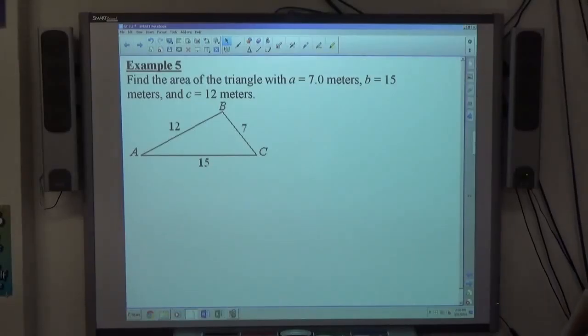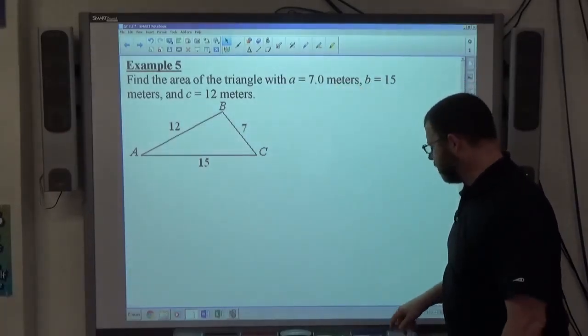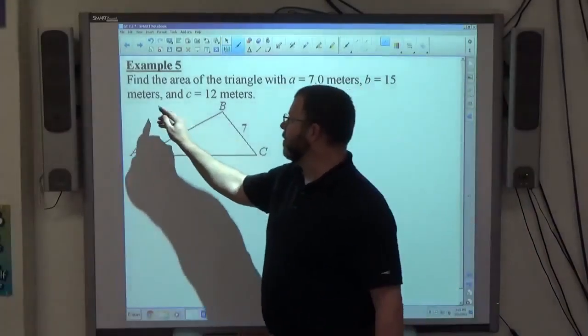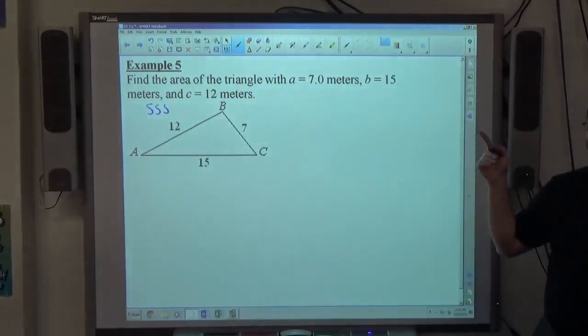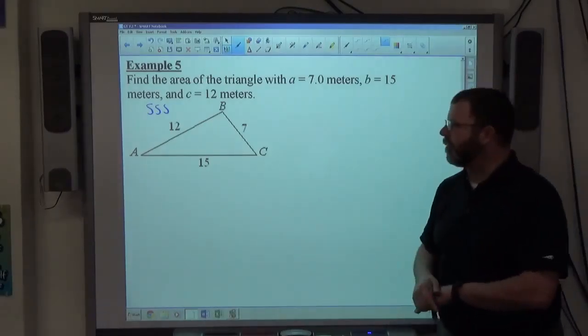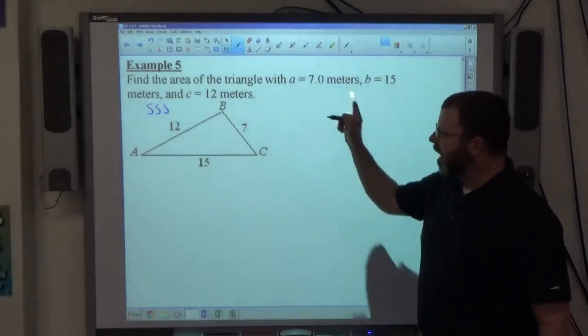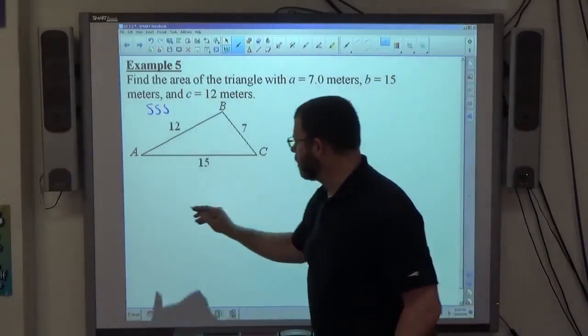Our last example today is a triangle ABC. We're given side a is 7, side b is 15, and side c is 12 meters. So obviously it's side, side, side. I can see that even without graphing it. Little a, little b, little c, so they're all sides, right? But if you graph it just to get a look at it, that doesn't hurt. Identification is side, side, side, which means we're going to use Heron's formula.